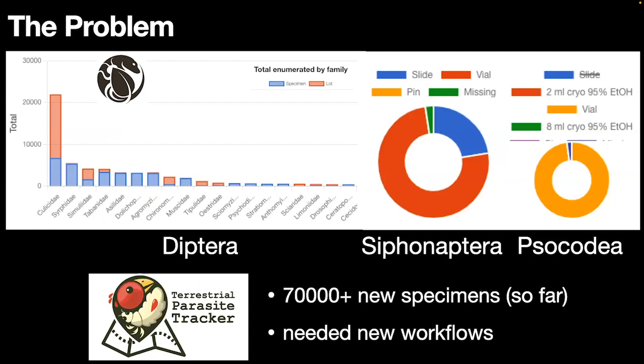And finally, just to go back to earlier in today's session, we also received money to digitize all of our terrestrial parasites as part of the terrestrial parasite tracker. And this has so far added about 70,000 more new specimens, about 35,000 or so collection objects. And we were needing new workflows for all of this. We were coming up with lots of new ways to creatively digitize our specimens.